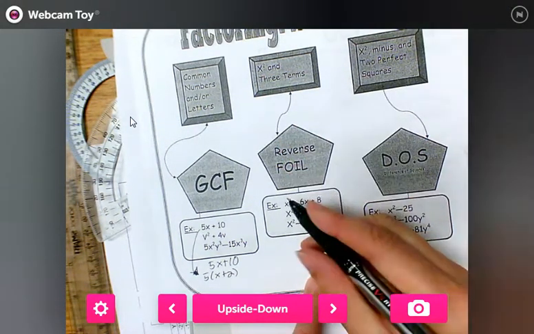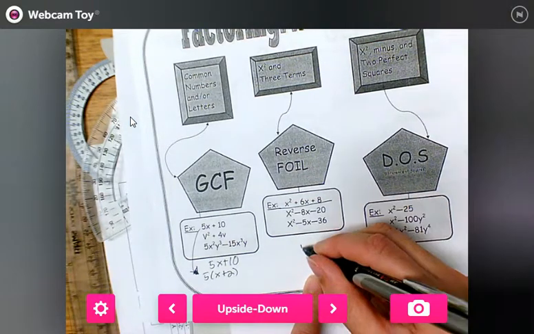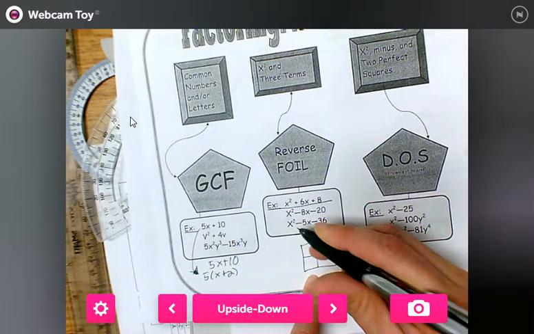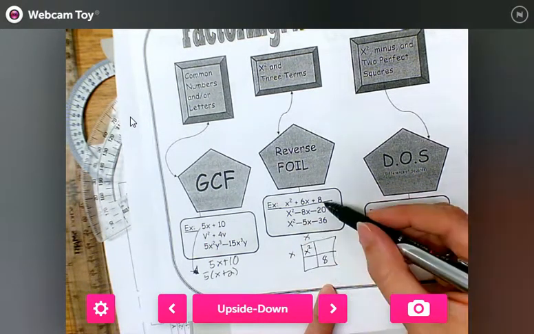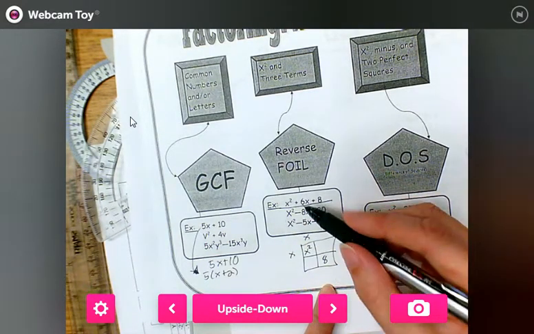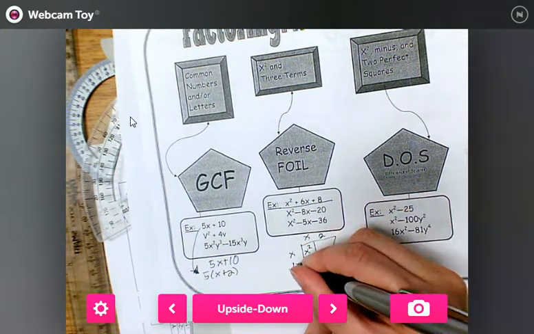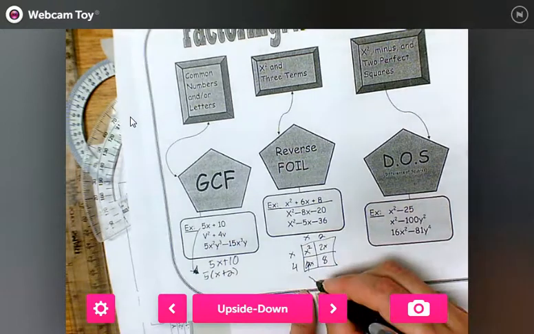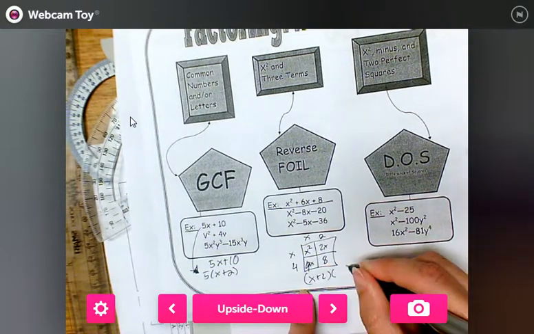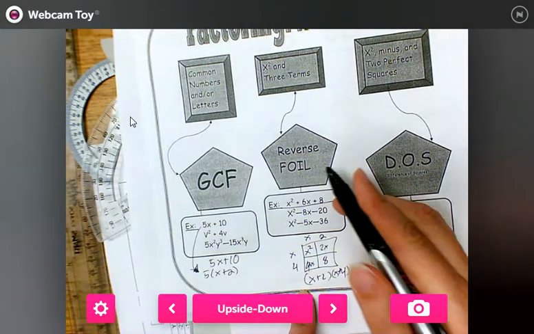So I'm going to do this first one right here again. That's where I take the box. I've got my x squared. I got my 8, so I know I've got x and x. What 2 numbers multiply to give us 8 that add up to give us 6? That would be 2 and 4. So it's x plus 2, x plus 4. That's what we mean by reverse foiling.